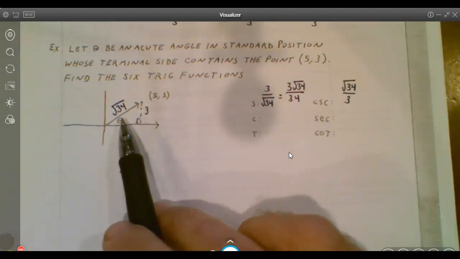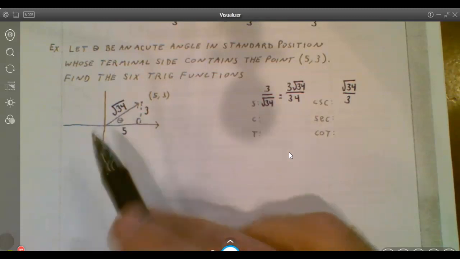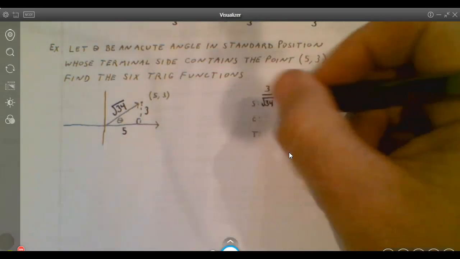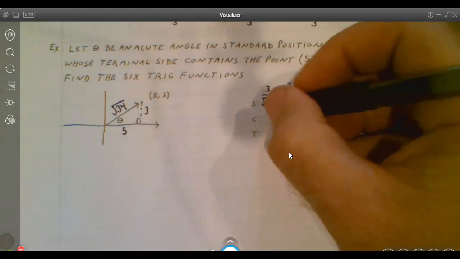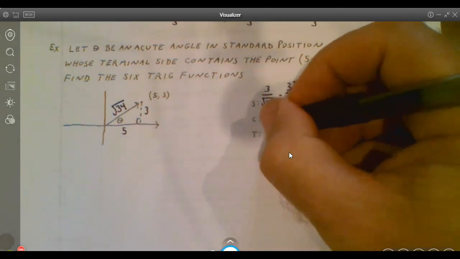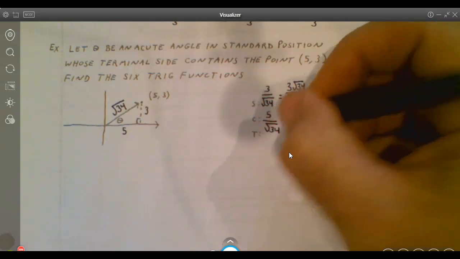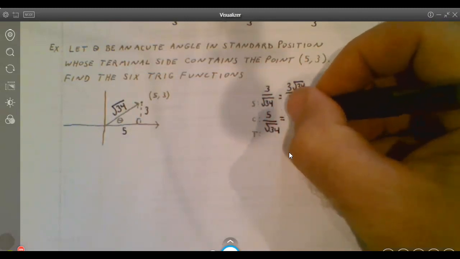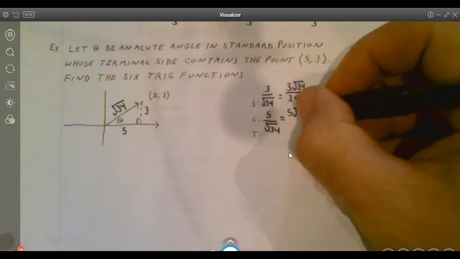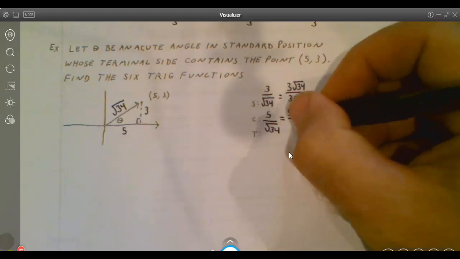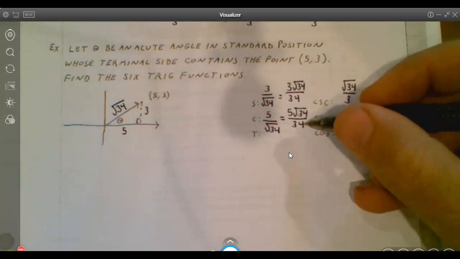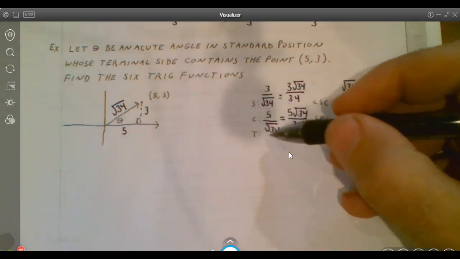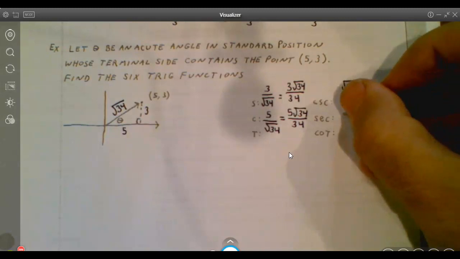In order to get my cosine, I'm going to do adjacent over hypotenuse. I'm going to run into the same issue that I did here. You might start seeing some shortcuts. 5 over rad 34 becomes 5 rad 34 over 34. And again, for my secant function, I need to flip my cosine upside down. It'd be easier to do it from here and get rad 34 over 5.